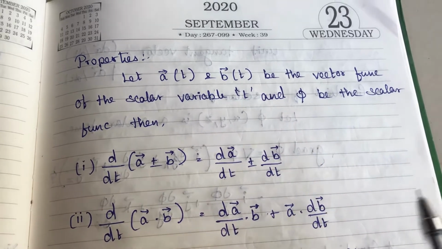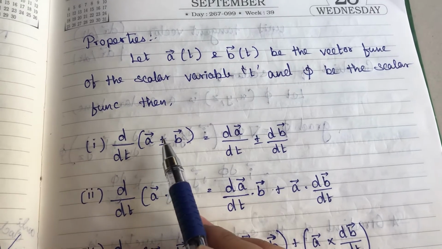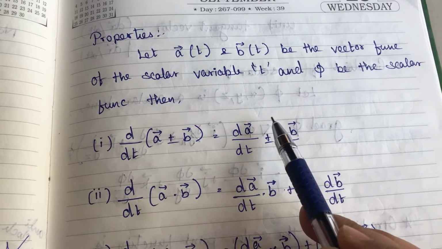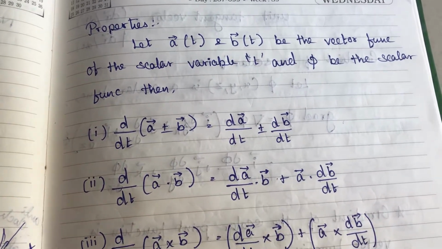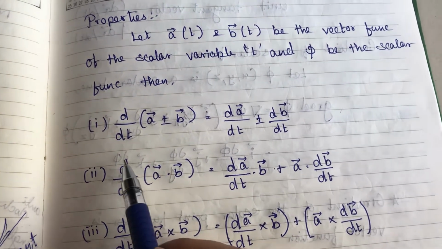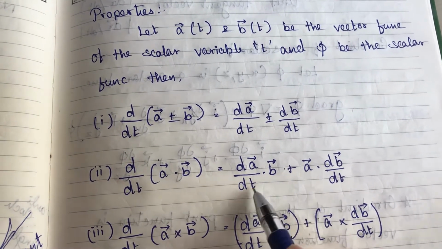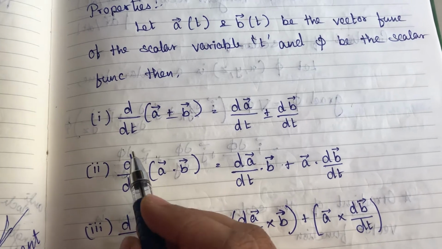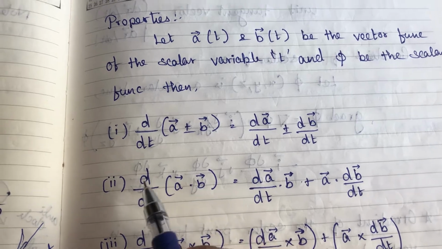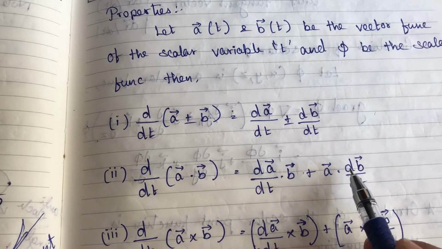Pi is a scalar function means the differentiation of these two vectors with plus or minus will be equal to the individual differentiations. And the same applies here. If it is a dot b, we need to write it in 2 terms: multiply d by dt of a vector into b, plus a dot, then the differentiation of b.